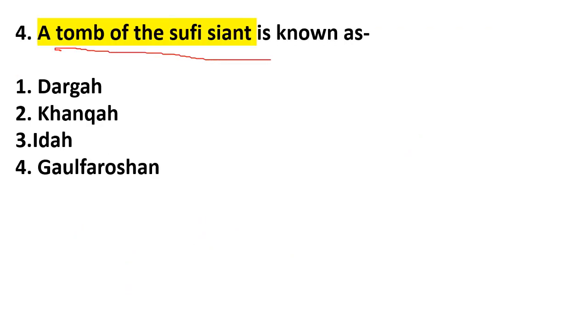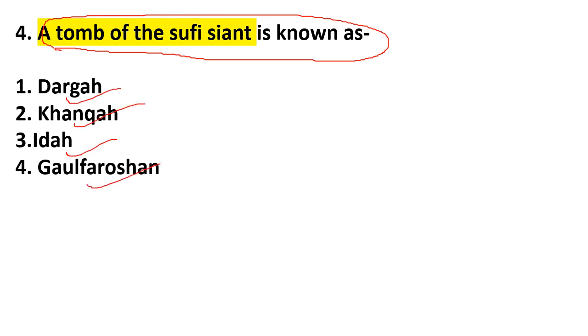A tomb of the Sufi saint is known as, and these are the options: Dargah, Khanqah, Idgah, and Gulfam Roshan. Okay, what will be the right answer? The right answer is the Dargah. So, a tomb of the Sufi saint is known as the Dargah.